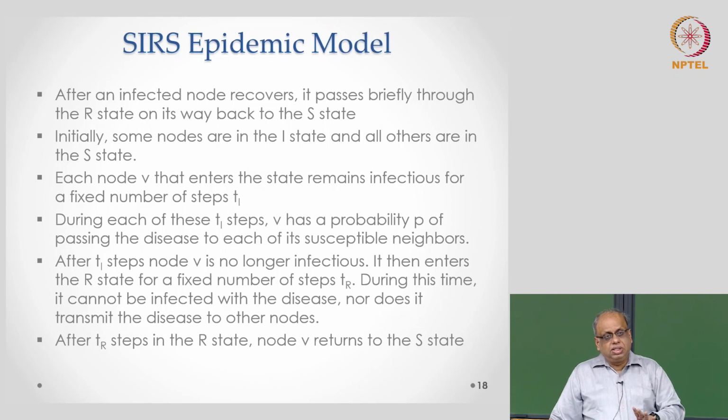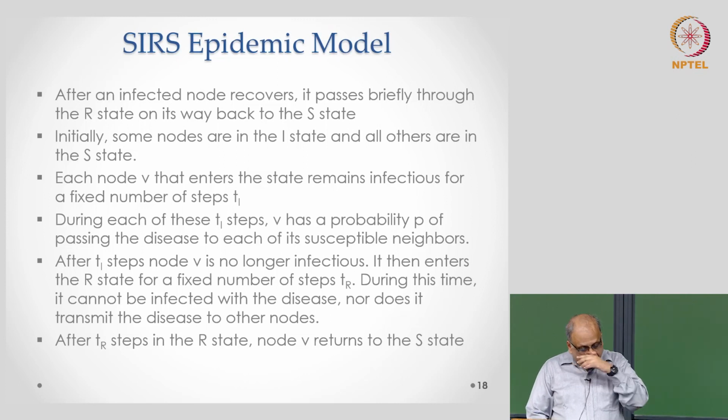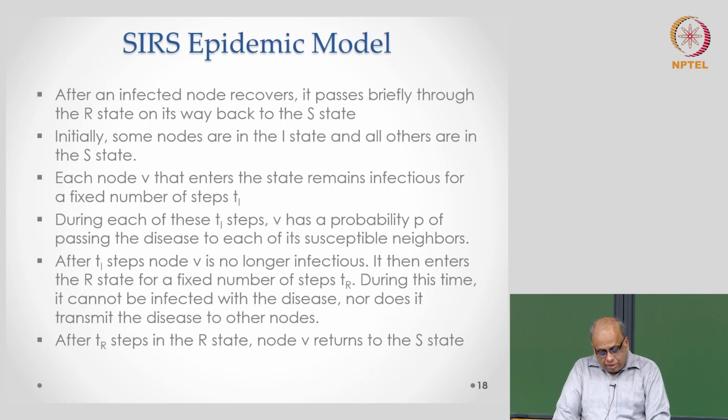You may not have the disease again. But maybe after 2 years, you again become susceptible. Some diseases are like that. So this SIRS model measures that. After an infected node recovers, it passes briefly through an R state and then it goes back to the S state. So a lot of diseases are like that.